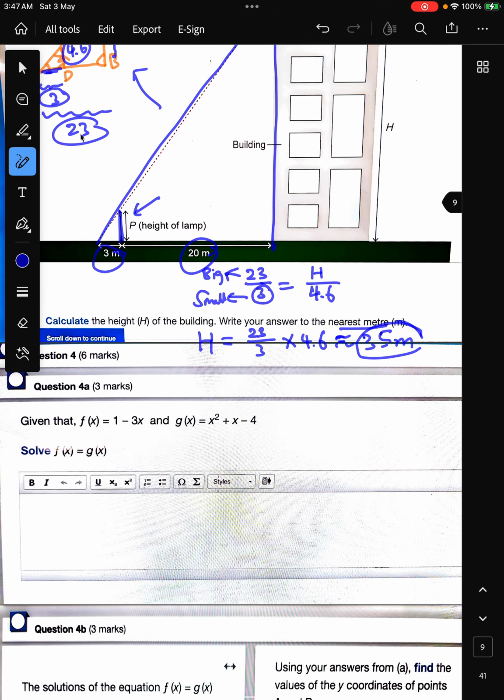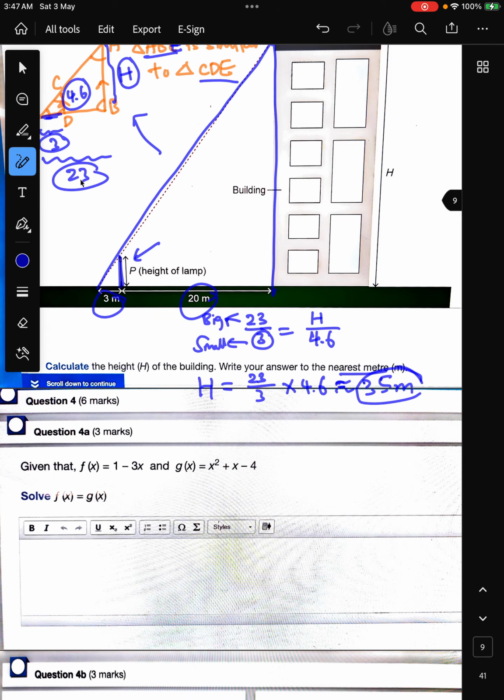All right, now we're going to move on to question 4, which is about functions. There's always a functions question in the E-assessment, so we're going to look at this.